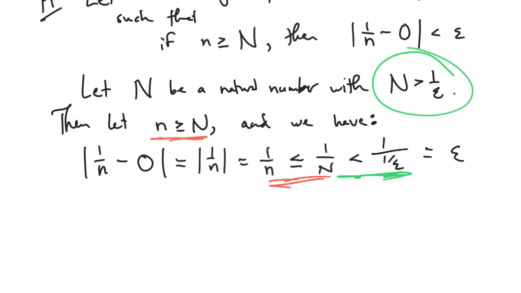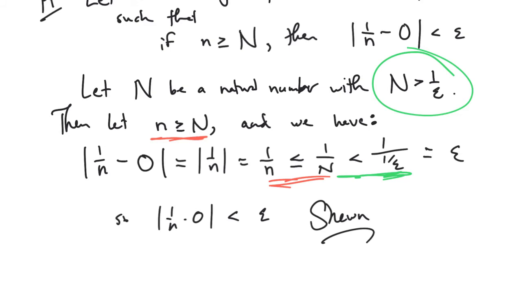And so actually this is the end of the proof. If you read across the whole thing, what I wrote there: 1 over n minus 0 is strictly less than epsilon, right? That's how we do it.